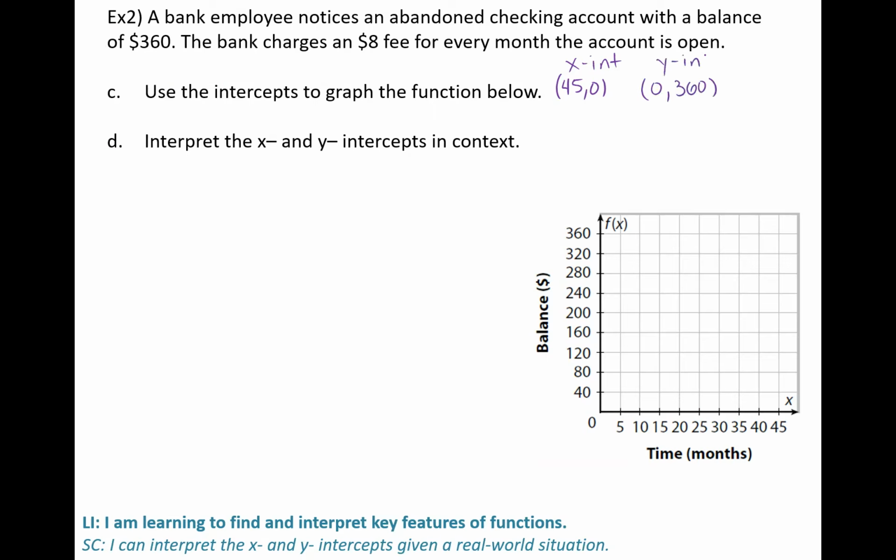That was the y-intercept. So to graph our function using just the intercepts, we would go to those points. The x-intercept is at 45, 0, so 45 over and up 0. And then for the y-intercept, over 0 and then up to 360. Once we have those points, we would do our best to connect them with a nice straight line. I'm going to do my best here. Something like that. And we have graphed the function using intercepts. And I believe that is the end of our notes.